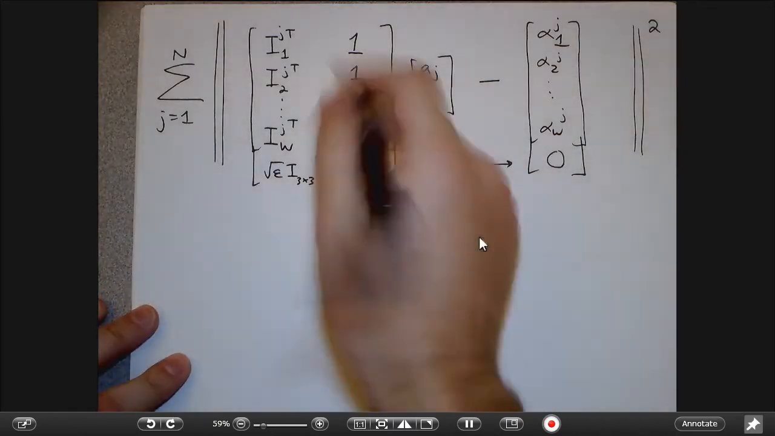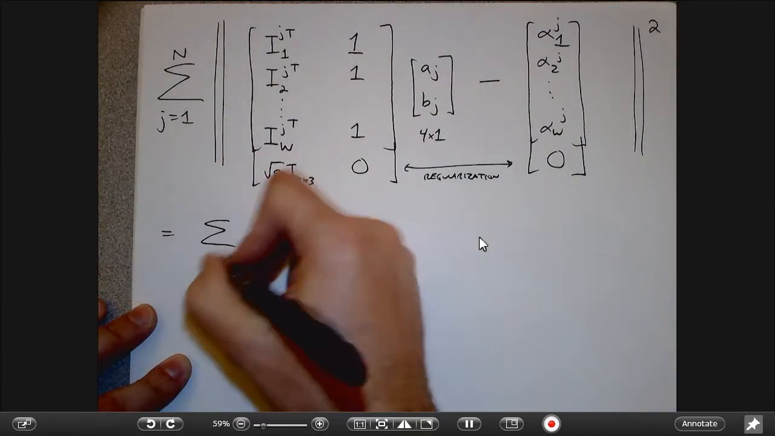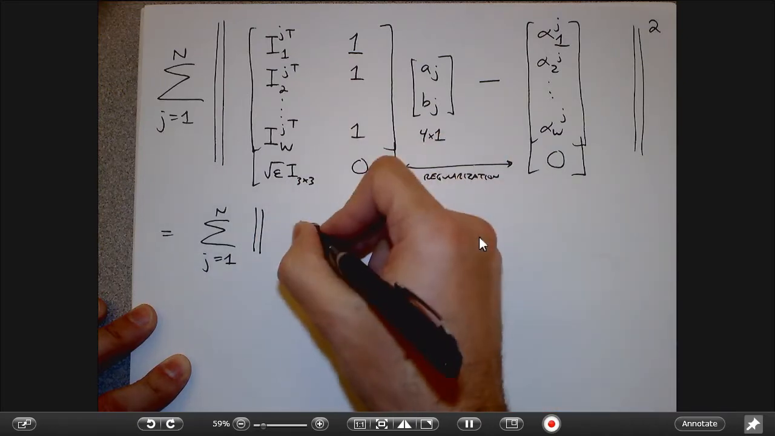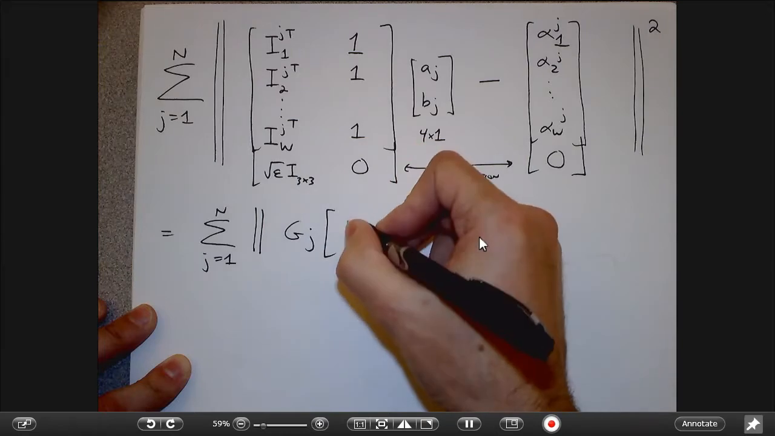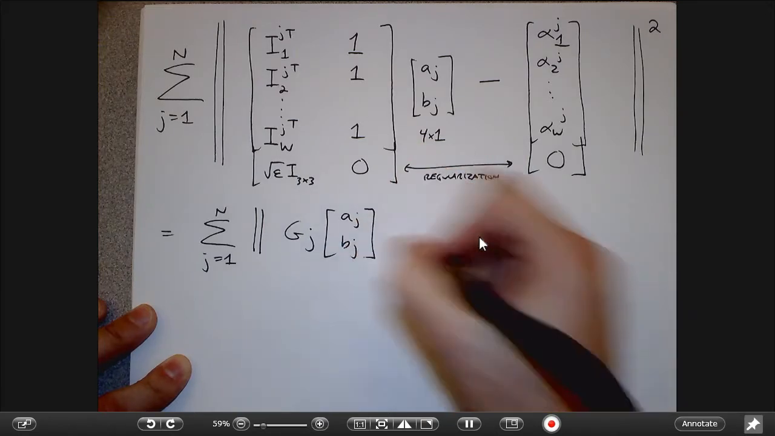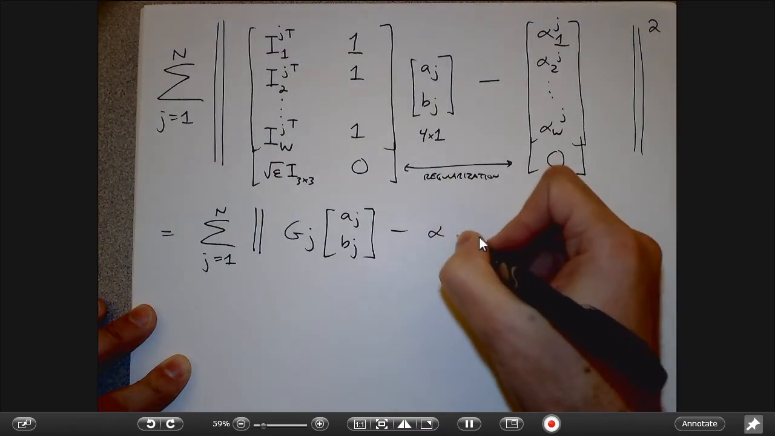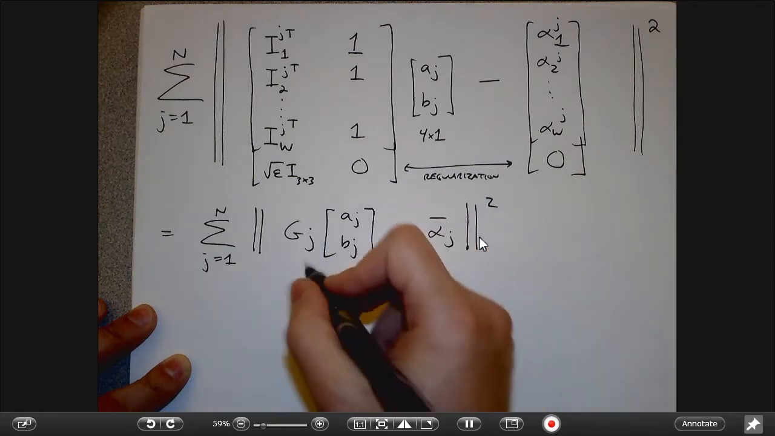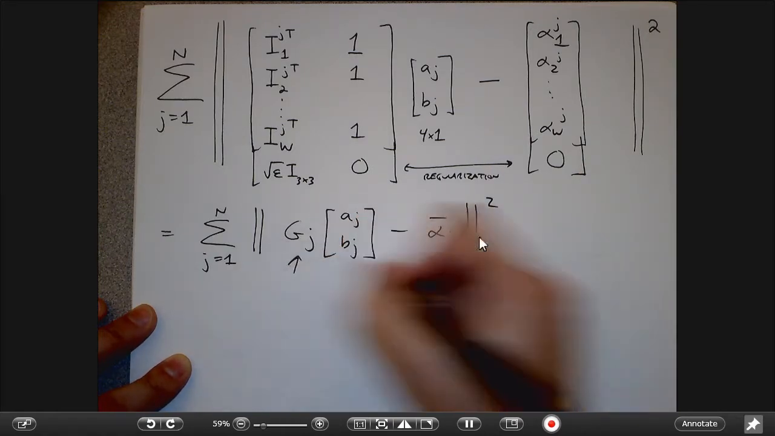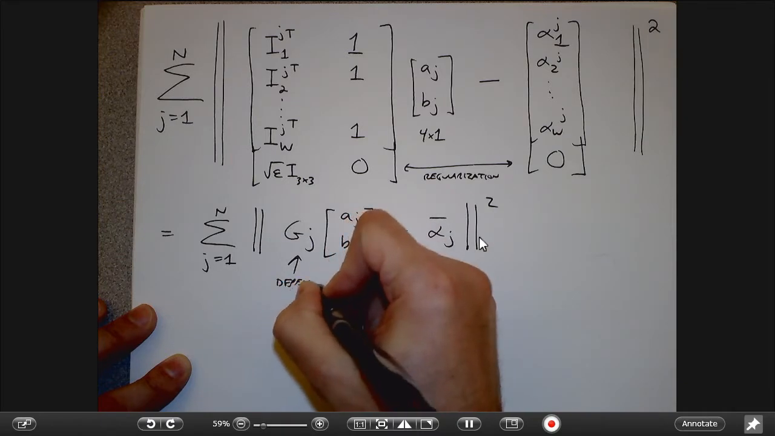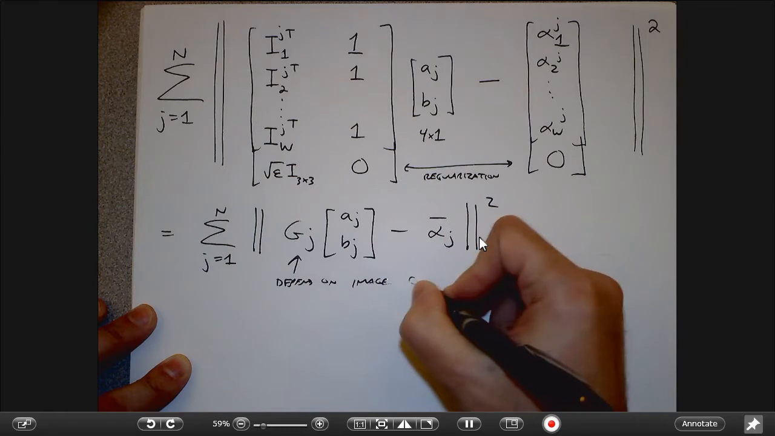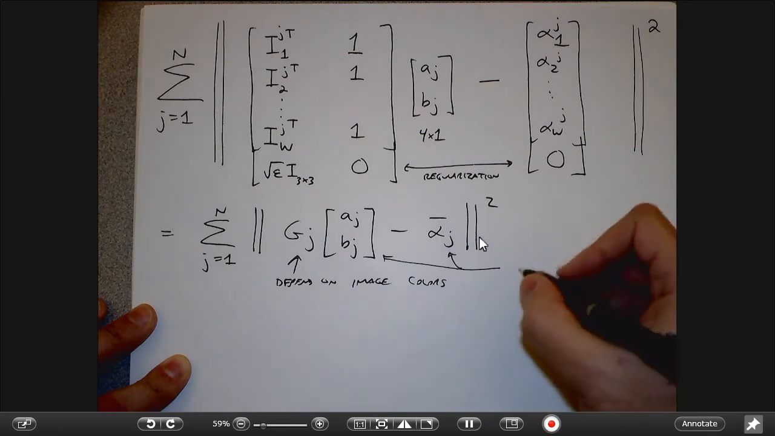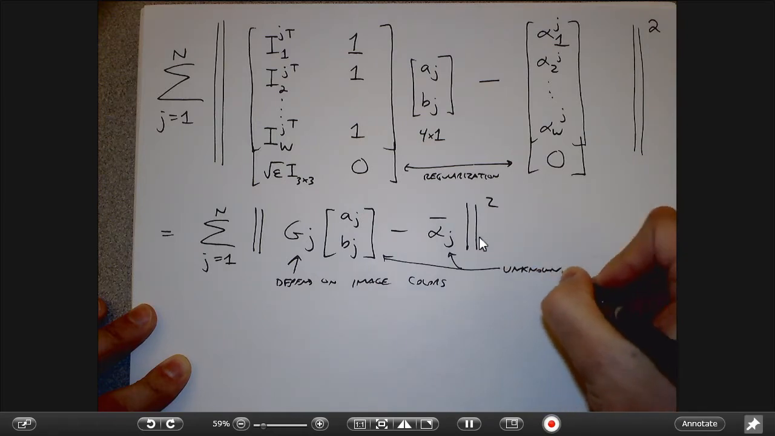So big picture, right? Let's just not worry about the forms of these matrices. What this is saying is that for every window, I have some big matrix, let's call it capital G_j, times this vector that I don't know, minus this vector of alphas, let's call that alpha_j. Okay? These guys here depend on image colors. And these guys here are unknown and need to be figured out.